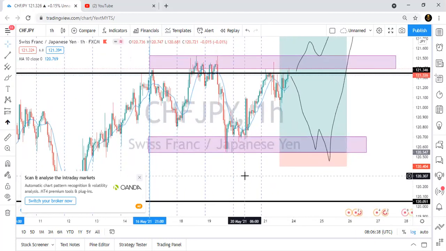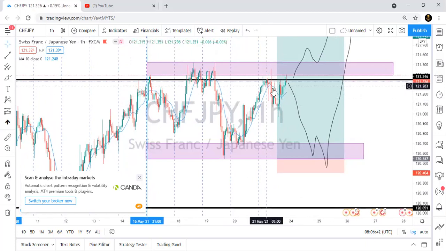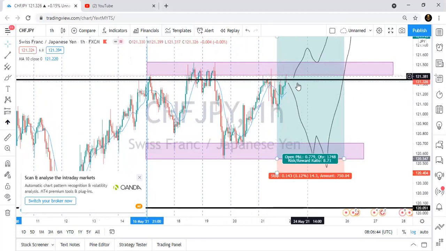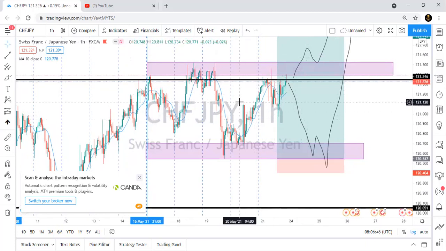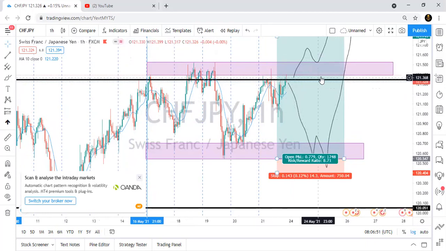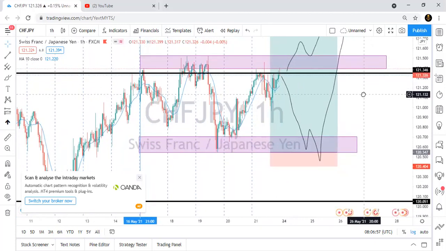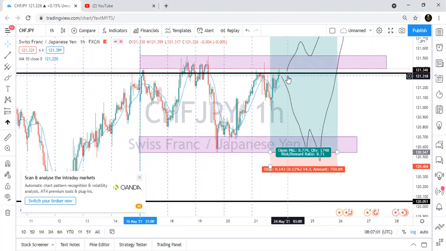Swift JPY. But this one, I'm expecting it, if it rejects here, because this is a weekly demand zone and also with a confluence with the daily supply zone, weekly supply zone and daily supply zone, they're all my confluences that I think this might fall. So there are two options that I'm looking into.